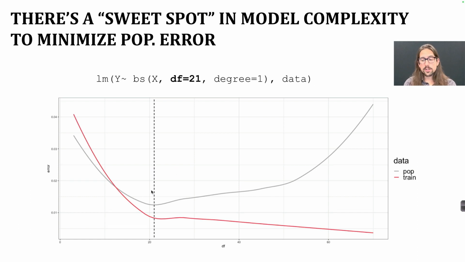So if we could see the population error directly, which in practice we can't, right? But if we could see it, we would know that really the best place to stop would be 21 degrees of freedom, right? Because this is the minimum error in the population. So we would just pick this as our model, right? The one that has 21 degrees of freedom, not 20, not 40, not 5. But if we were using the training error, we would keep going forever, right? We would say 100 degrees of freedom, as many as possible.